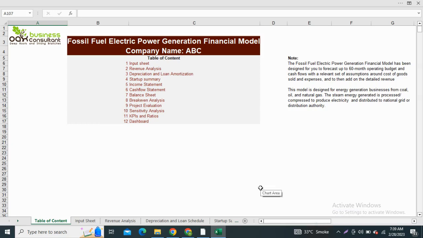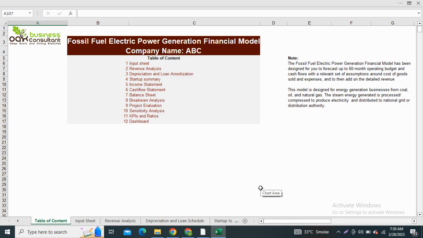Dog business consultants are back with another financial model, which is the fossil fuel electric power generation financial model. This model will help electric power generation businesses to evaluate, forecast, and visualize their financial performance. This model is designed for energy generation businesses from coal, oil, and natural gas.